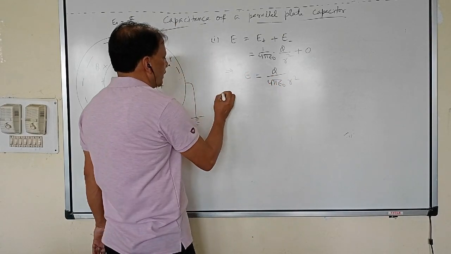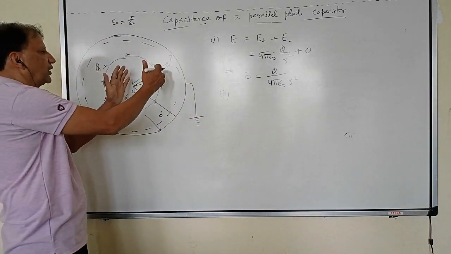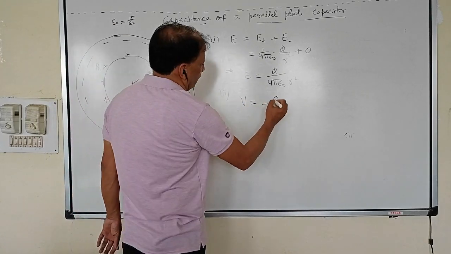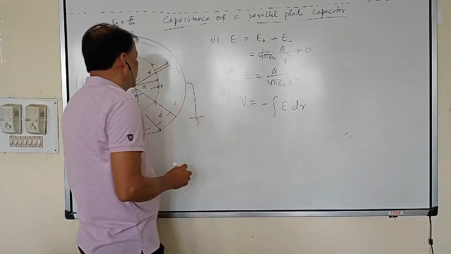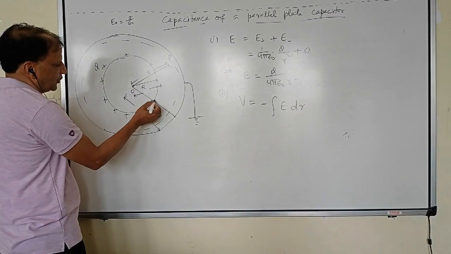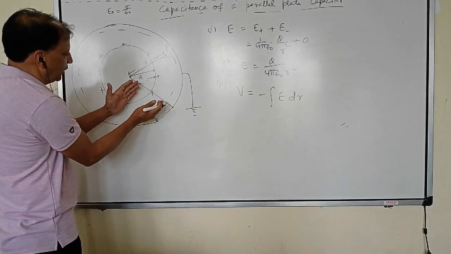Second step, you have to find the electric potential difference between these two plates. V is equal to minus integral of E dr. The limits will be from this surface to this surface, that is from B to A.